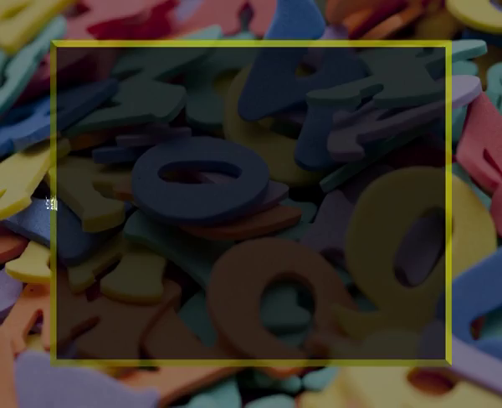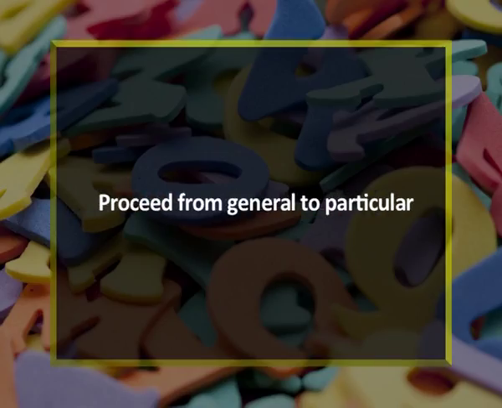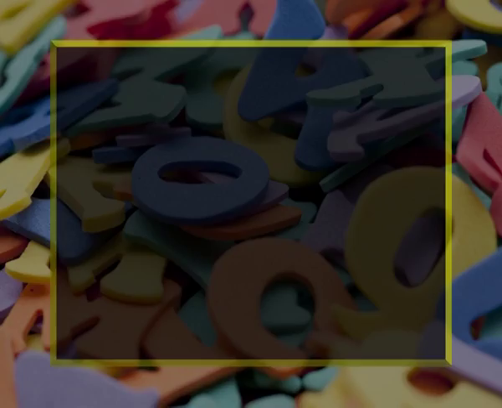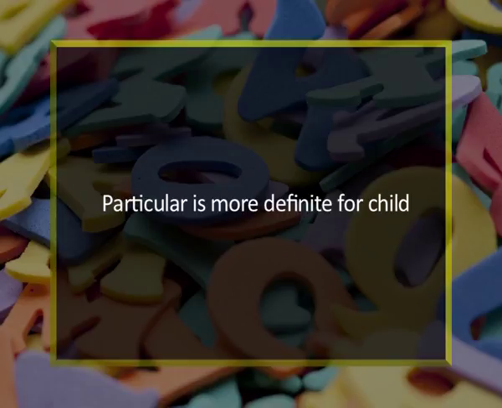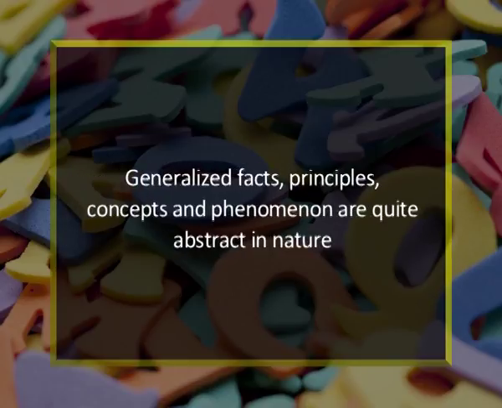The concrete material is to be shown, living examples are to be given, and the children should be given maximum opportunities for acquiring direct experiences in order to make them able to learn the abstract concepts and experiences at the later stage. Proceed from general to particular. Particular facts are easier to understand as compared to general facts. Particular is more definite for the child in contrast with the general. Generalized facts, principles, concepts and phenomena are quite abstract in nature and therefore should not be presented in the beginning of teaching.